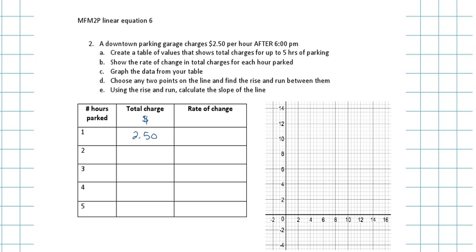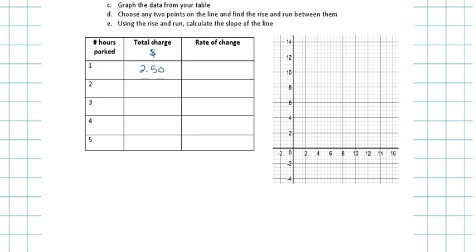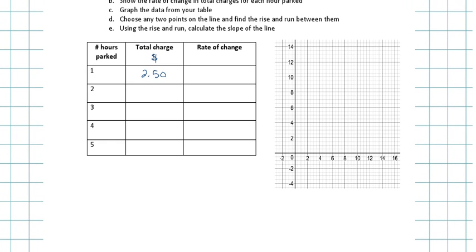So what are you doing? Adding $2.50 each time, right? If you add $2.50, you get the $5. Now, how about if you park for 3 hours? $7.50. Add another $2.50 to the $5. And then $10. And then $12.50 if you park for 5 hours. Good.